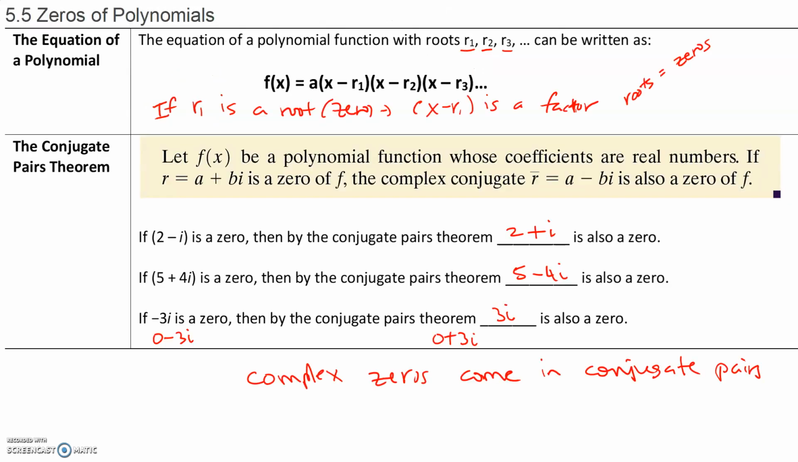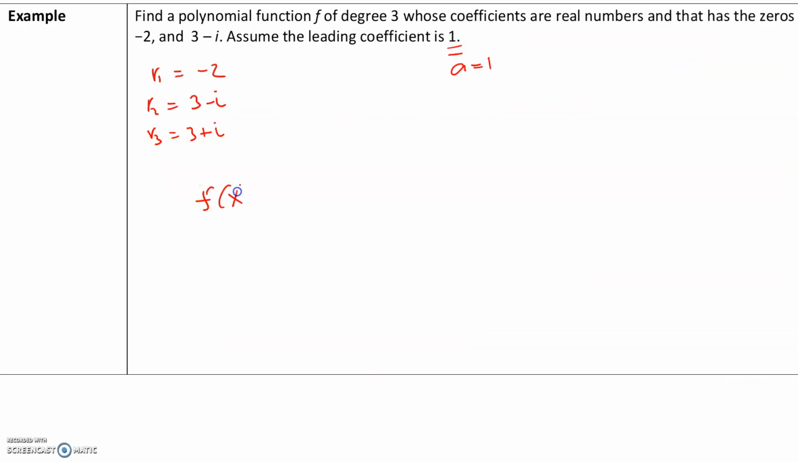Now, the equation of a polynomial is in this format. We're going to have f of x equals a, which we said is equal to 1. So a is called the leading coefficient, times (x minus r1), which is x minus negative 2, times (x minus r2). Here we have to be a little bit creative. I'm going to use a bracket because we have this entire binomial 3 minus i as r2. So we have x minus (3 minus i), and then we also have x minus (3 plus i).